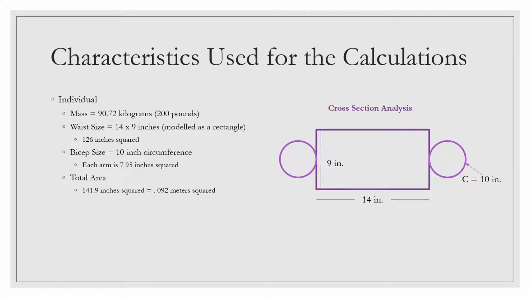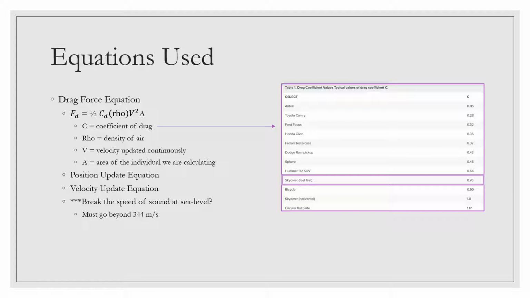I measured an individual in real life to represent the characteristics for the calculations. Using the dimensions of his waist and bicep size, I was able to create a cross-section analysis using a rectangle and circles. The drag force equation in this lab is my choice for modeling air resistance felt by Felix in his jump.